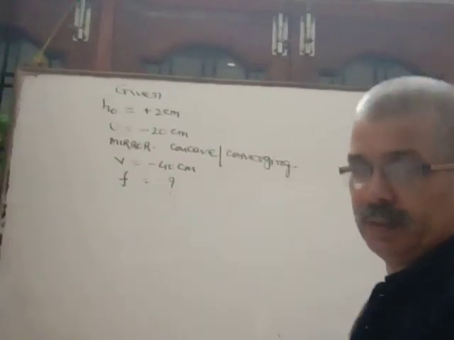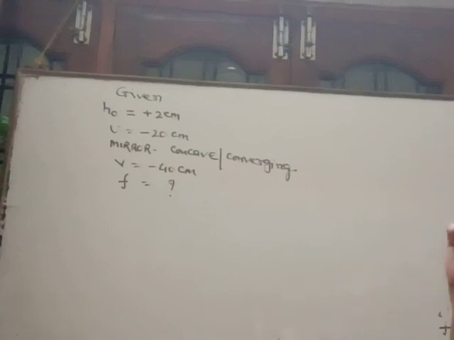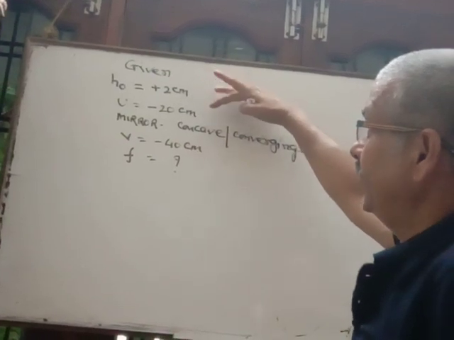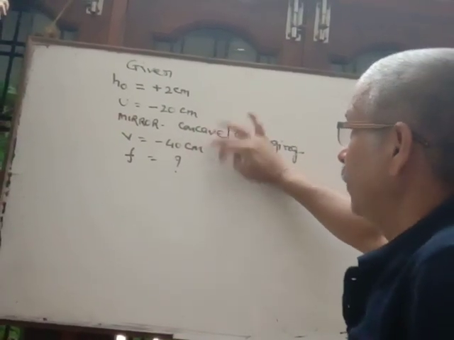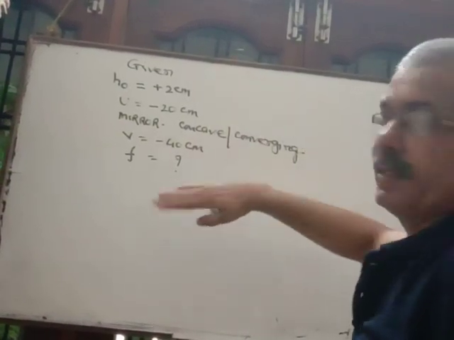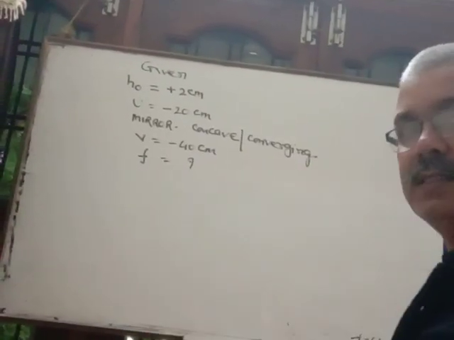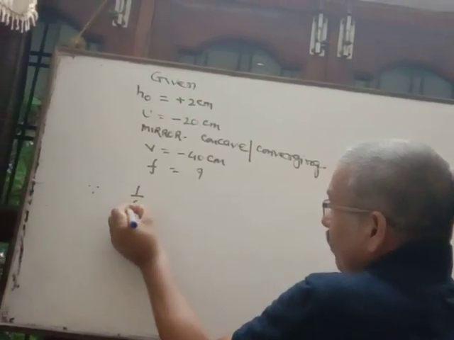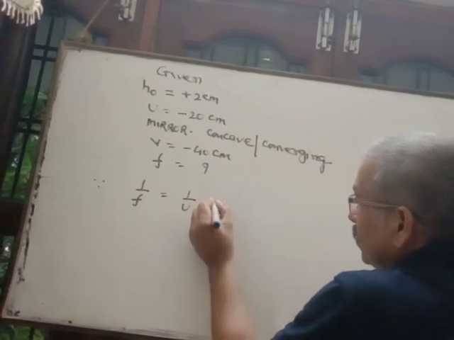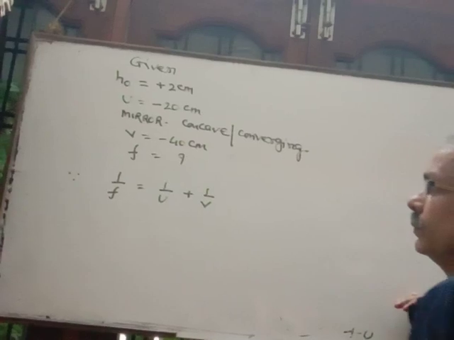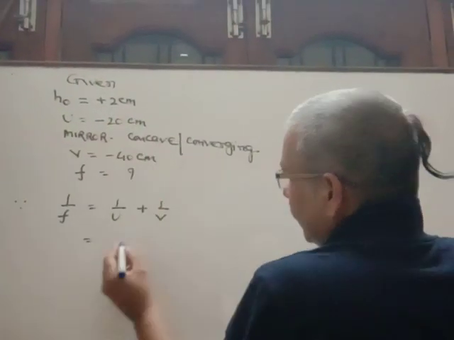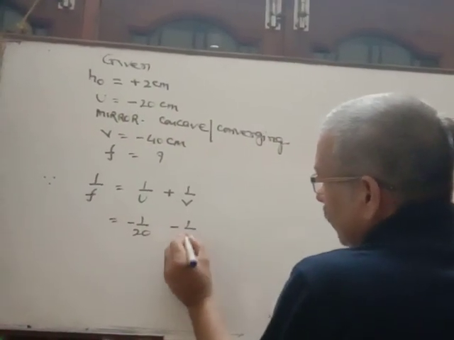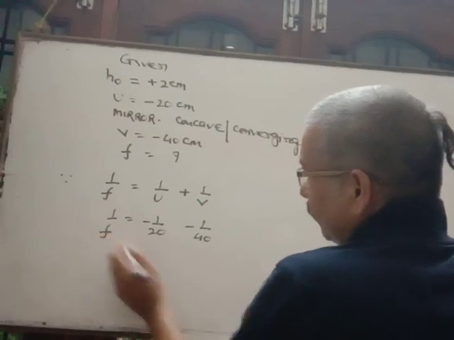Question mark. After that, you will see whether the given quantities are in the same system or not. Here, all the quantities which are given, height of object, distance of image and distance of object, are in centimeter. It means all the given quantities are in the same system. So by the mirror formula we know 1 by F is equal to 1 by U plus 1 by V. Here U is equal to minus 20, minus 1 upon 20. V is minus 40, it is minus 1 upon 40, is equal to 1 by F.